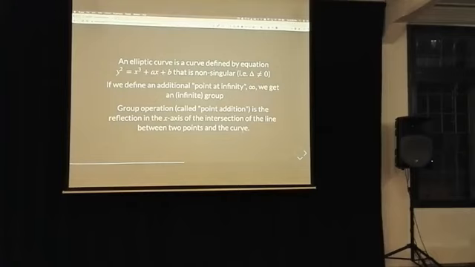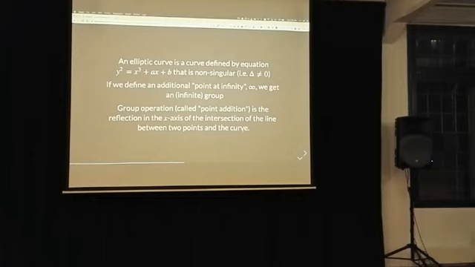Using this curve over the real numbers for now, if we define an additional point called the point at infinity, which we're going to denote with the infinity symbol, then we actually get an infinite group. And the group operation, which is called point addition, is going to be the reflection in the x-axis of the intersection of the line between 2 points and the curve. So I believe I have a GIF that explains that.